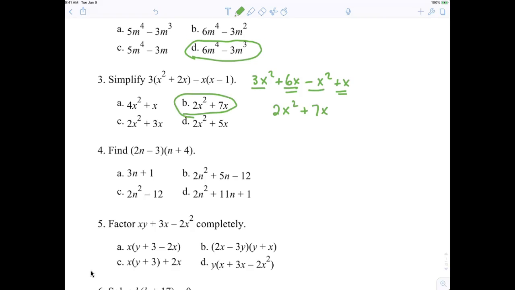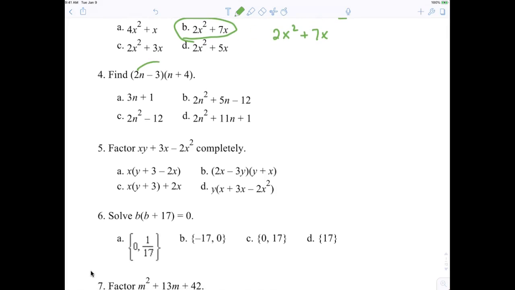Now on question number 4, we have to multiply. So we're going 2n times n, which is 2n squared. Then remember the smiley face. Negative 3n, and then this other one became a positive 8n, and then negative 3 times positive 4, which was negative 12. And then of course you're just combining like terms, so you end up with 2n squared plus 5n minus 12. So the correct answer here is what? B.